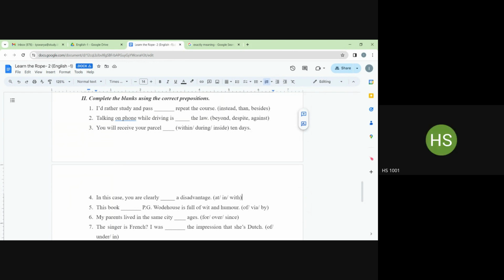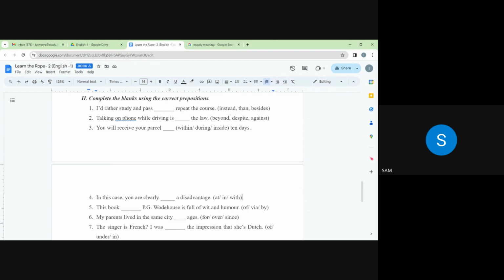Okay, second one, talking on phone while driving is against the law. This should be familiar to all of you. Against the law. Beyond and despite clearly don't fit the context here. The meaning doesn't fit. Third one, you will receive your parcel dash within, during, inside 10 days.